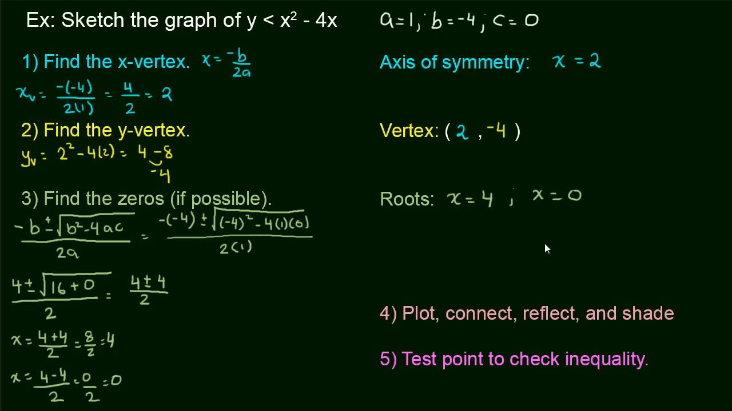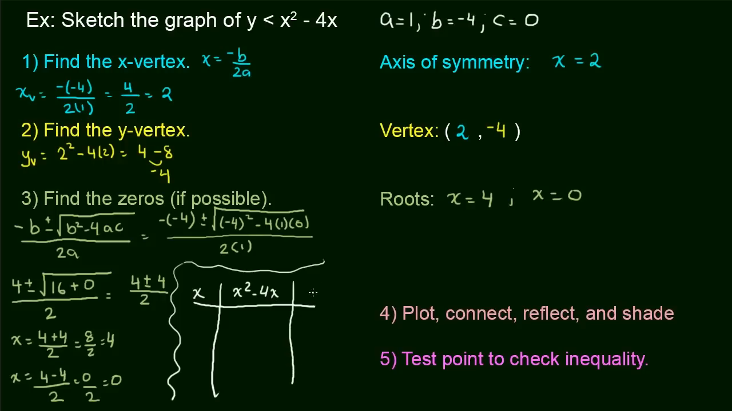In order to get a decent looking parabola, I am going to create an input-output table to get some coordinate points that I can plot in addition to my roots. So I'm going to choose some values for x, plug them into my quadratic function x squared minus 4x to create some values for y. I'm going to choose the value of x equals 3, and I'm going to get 3 squared minus 4 times 3. 3 squared is 9, negative 4 times 3 is negative 12, and 9 minus 12 gives me negative 3. So at x equals 3, I'm going to have the value of y equals negative 3.